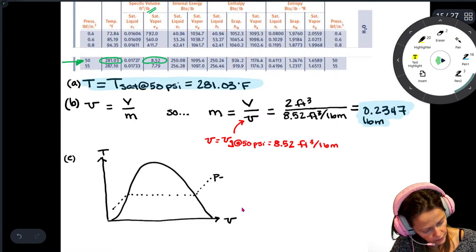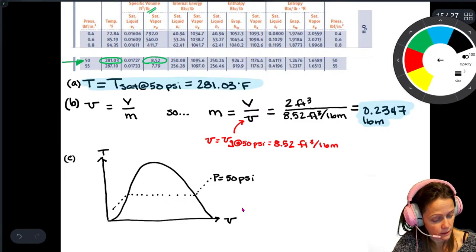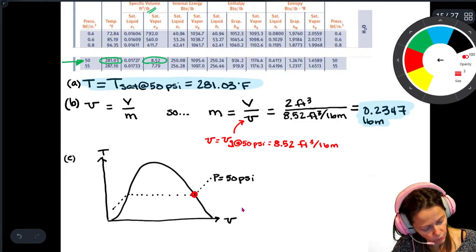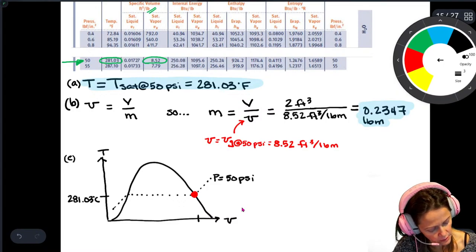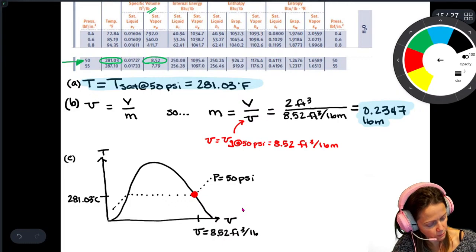So anywhere along that line, we're at 50 PSI, and I know that the location of the water is going to be right there on that saturated vapor line. This is going to be 281.03 degrees Celsius. And then my specific volume is 8.52 feet cubed per pound mass.